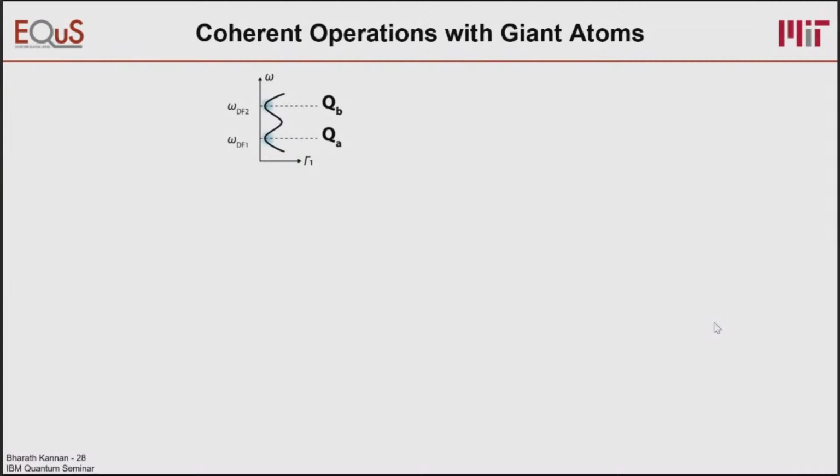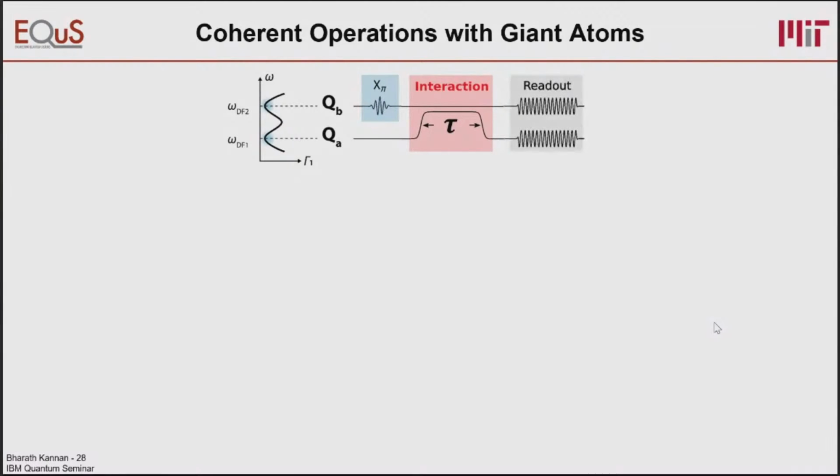And so what we do is we place one qubit A at the lower decoherence-free point and qubit B at the upper decoherence-free point. We apply a pi pulse onto qubit B, and then we bring qubit A onto resonance with qubit B and let them interact for some time t, because the waveguide is mediating some finite interaction between the qubits. And then we can perform readout to see what happened in the end.